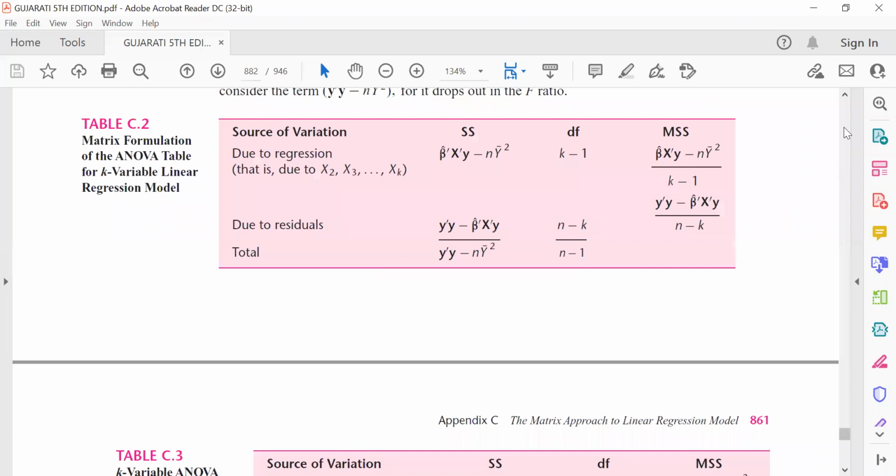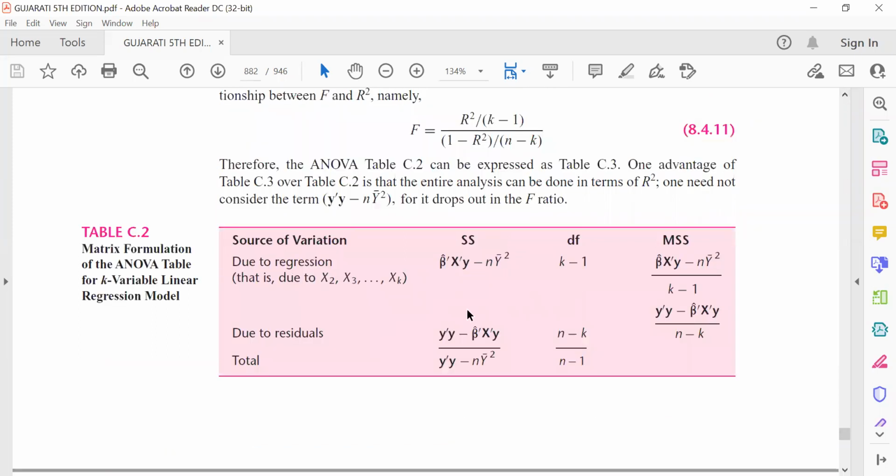Okay, this is ANOVA. Usually I use this one for the midterm test, okay? You have to calculate this one. Beta prime x prime y minus n y bar square, we get already this one. Y prime y minus beta prime x prime y, this one divided by this one is the F statistic. This one plus this one equals the total. This one is k minus 1, this one is n minus k, total is n minus 1.